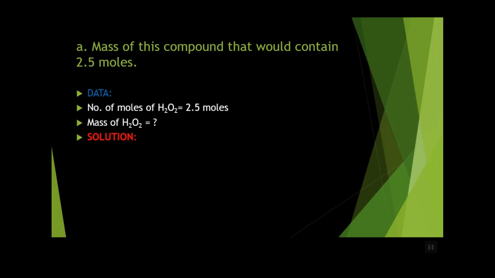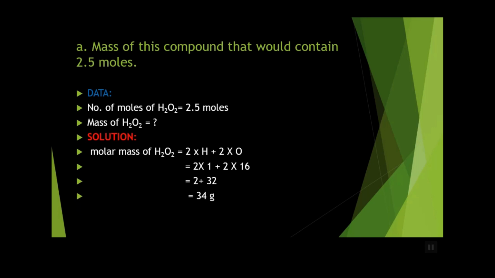So we will calculate the molar mass of H2O2. Molar mass of H2O2 is 2 into H plus 2 into O, and after putting their atomic mass values we get 34 gram. It is the molar mass of hydrogen peroxide.